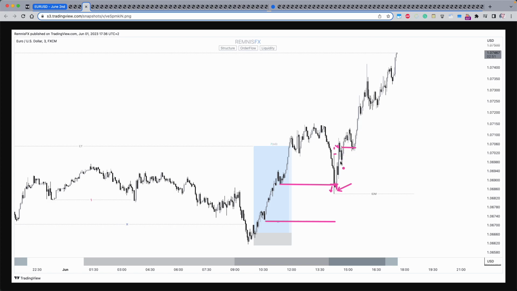Same here, mitigation. Yeah, I mean, definitely, I would have entered here if I saw that. But again, I was not behind the charts live, right? But nevertheless, now price was here.